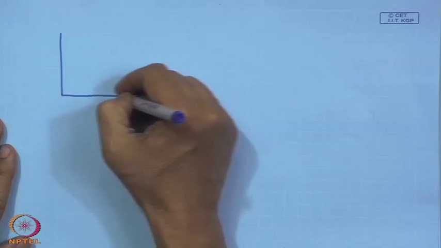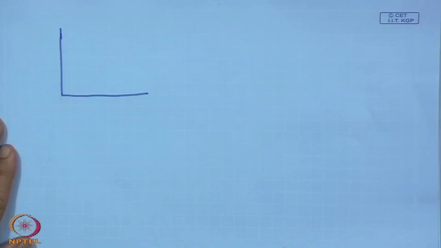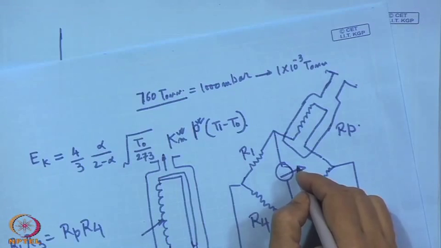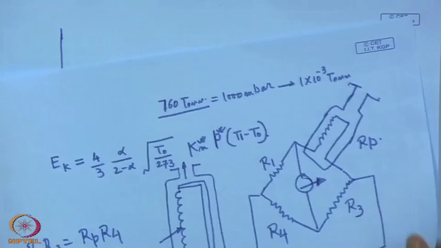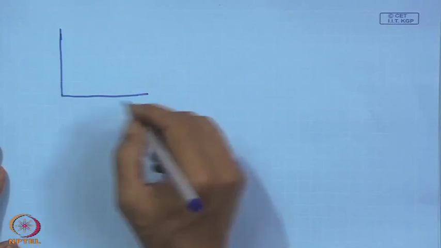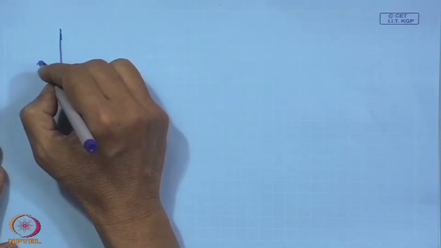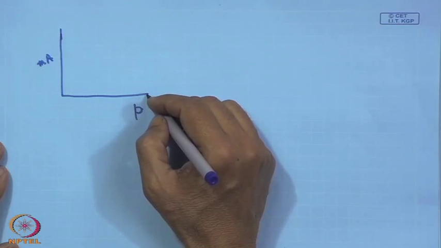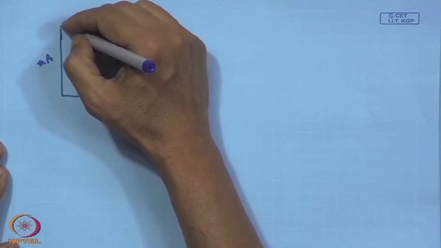So, say this is the meter reading, and that is the output. Because of the change of pressure, we say this is the pressure and this is the meter reading. Say this is a milliampere. So, what we see is that because of the fall of pressure, there is a change in resistance. So, what can we have?